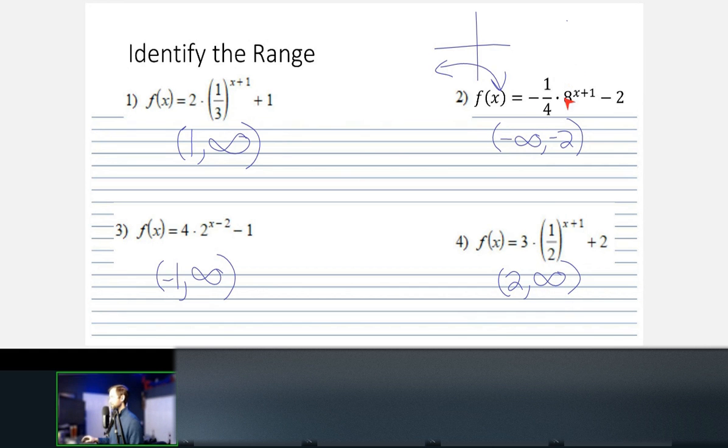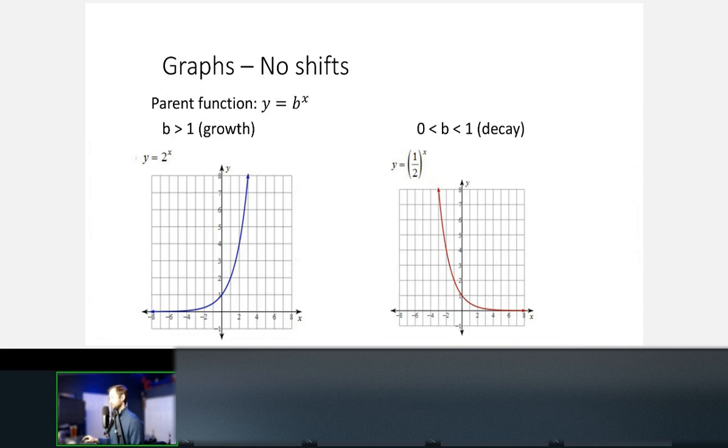Like this one right here. This flips it. Well, that's a bad example because we have a negative. Do I have one on this page? I don't. Okay, never mind. Scratch that. I don't have an example, but anyway, if the B value is between 0 and 1, it's decay. If it's greater than 1, it's growth.